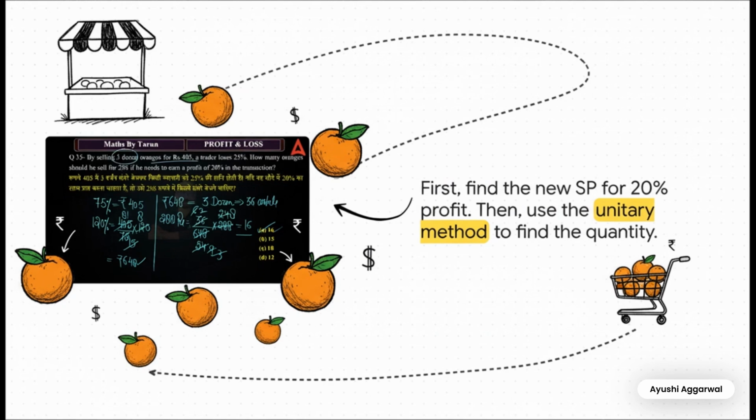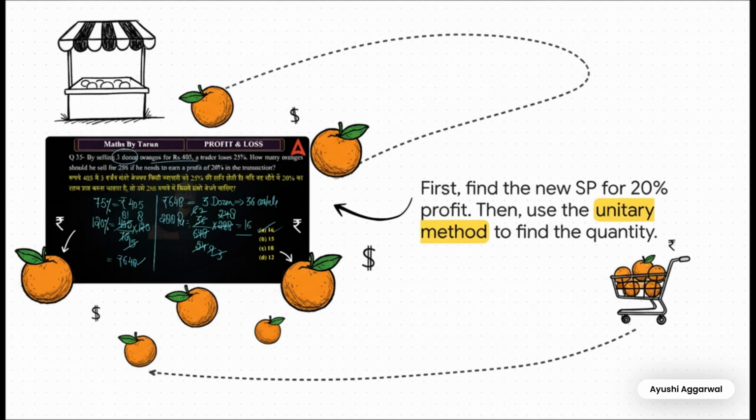For a minute, just forget about the 288 rupees. Let's first figure out the target selling price for those 3 dozen oranges. We know selling them for 405 was a 25% loss, which means 405 is actually 75% of the cost price. From that, we can figure out what 120% of the cost price would be. That's our 20% profit target. And that comes out to 648 rupees. So to hit his goal, he needs to sell 36 oranges for 648 rupees.